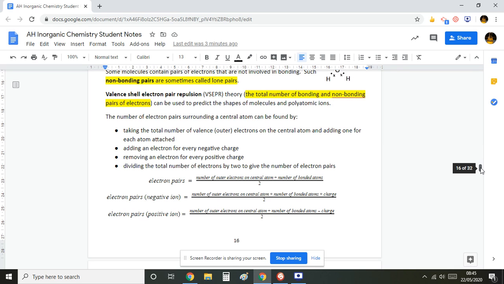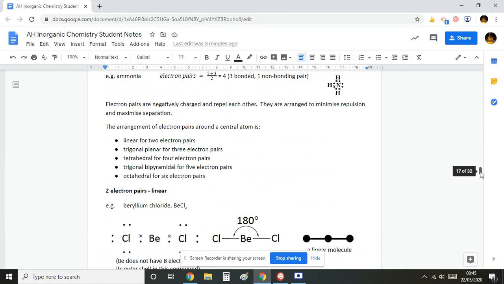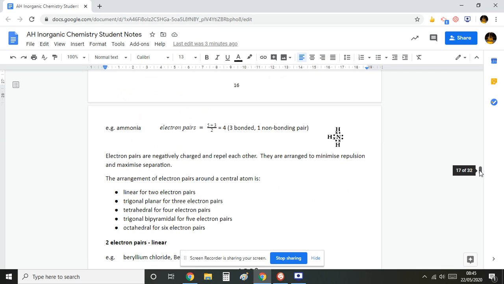If we have a look at ammonia, the central atom is nitrogen. Nitrogen is in group 5, so it has 5 outer electrons. There are 3 hydrogens bonded to it, so we have 5 plus 3 equals 8. Divide that by 2, and that gives us a total number of electron pairs of 4: 3 bonded and 1 non-bonding pair.